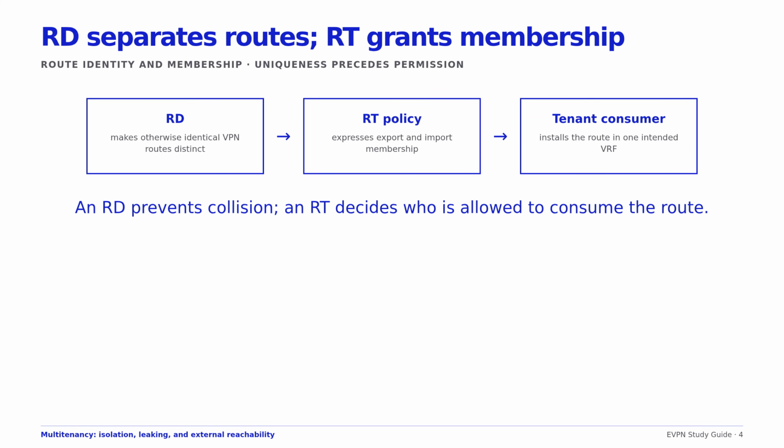An RD changes the BGP key. An RT changes the policy decision. If two origins advertise the same tenant prefix with different RDs, BGP can retain both paths as distinct VPN NLRI. If a receiving VRF imports the attached RT, the route may enter that VRF. One route may carry several RTs. One VRF may import several RTs. This flexibility enables shared services and also creates the principal leak hazard.